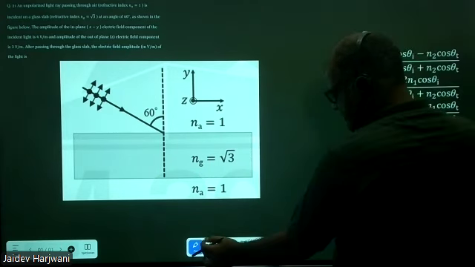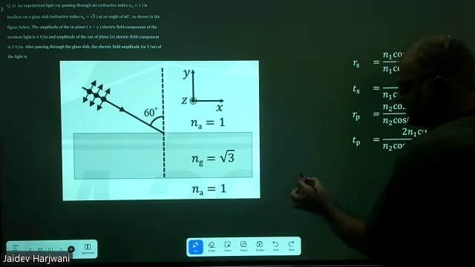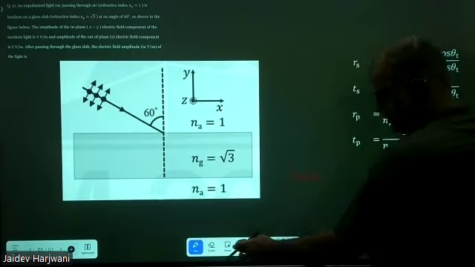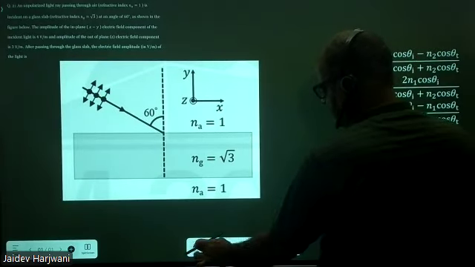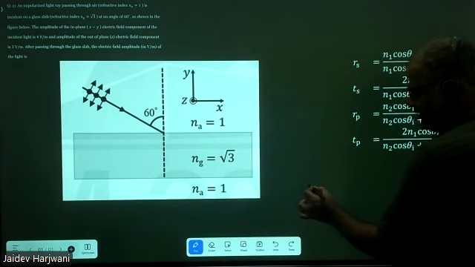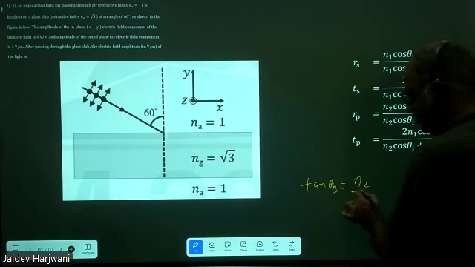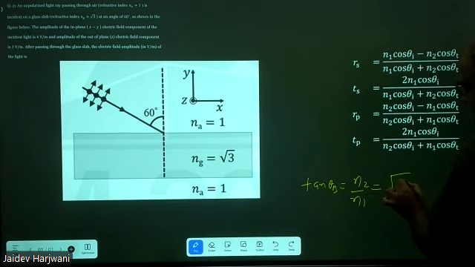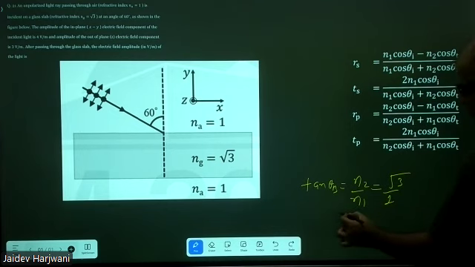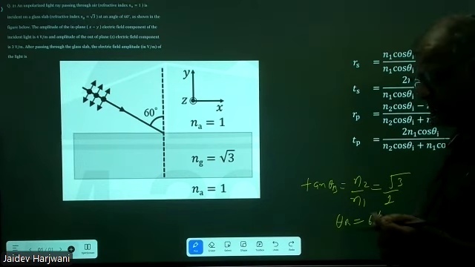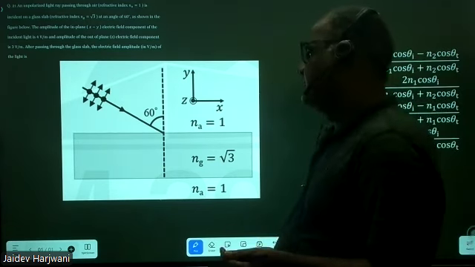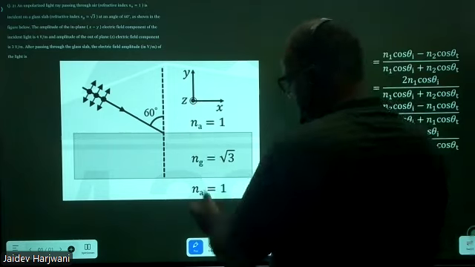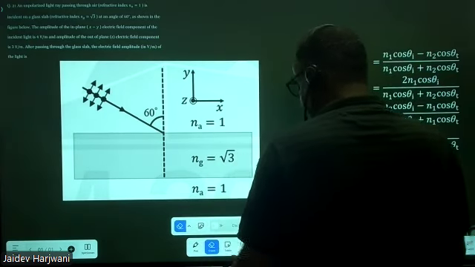Now the angle of incidence is 60 degrees. If I calculate the Brewster angle, tan theta B is defined as n2 upon n1. n2 is the glass refractive index and n1 is the air. So theta B comes out to be 60 degrees. So basically the incidence is at the Brewster angle. So what happens when unpolarized light falls at the Brewster angle?